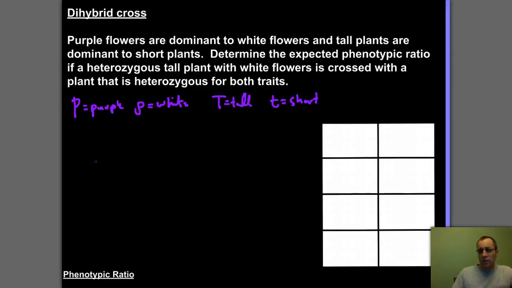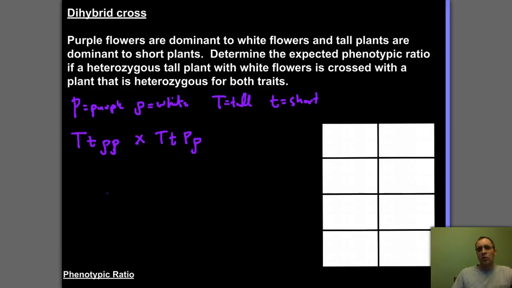Okay. Determine the phenotypic ratio if a heterozygous tall plant, okay, so it's tall, that means it's going to have one big T allele. It's heterozygous, so it's one of each. With white flowers, so it's going to be little p, is crossed with a plant that is heterozygous for both traits. So that means big T, little t, and big P, little p. Okay, so we've got that done.